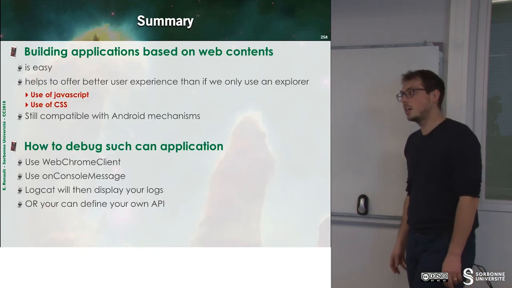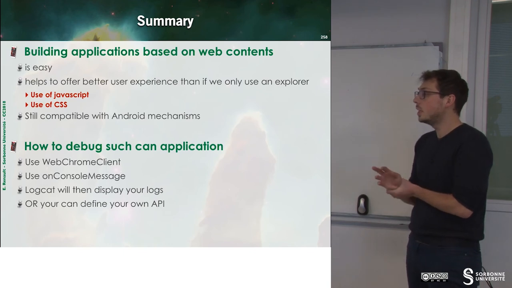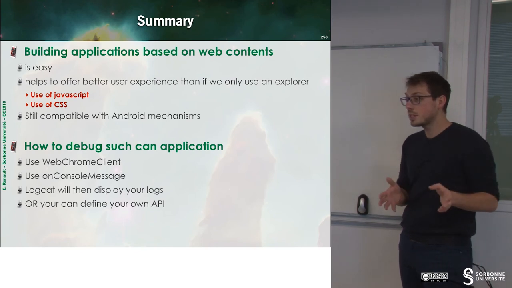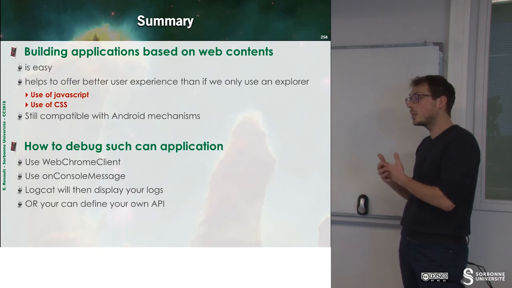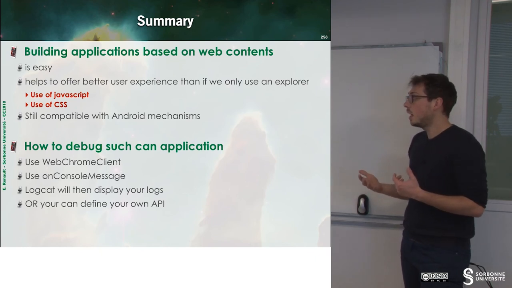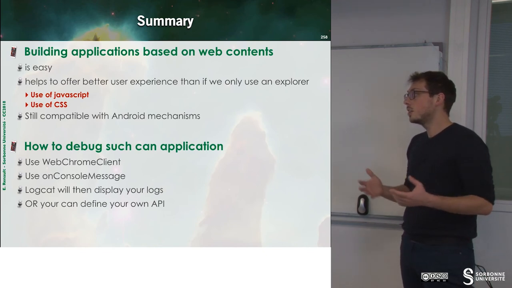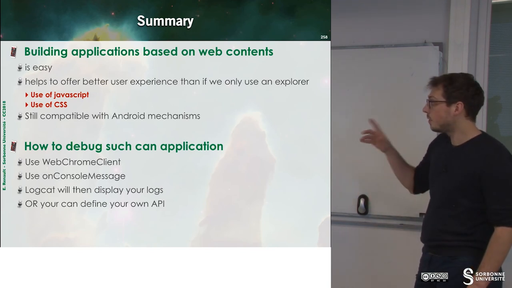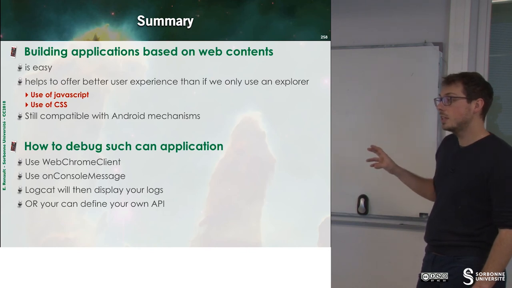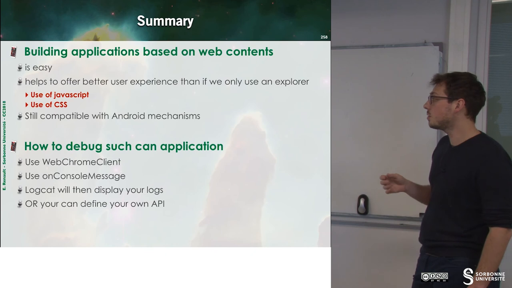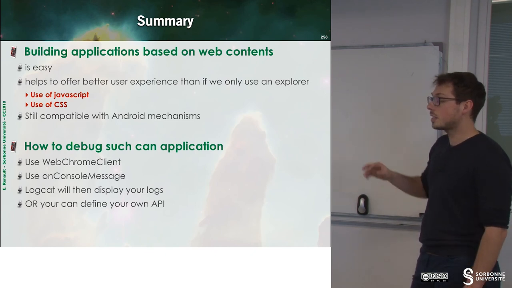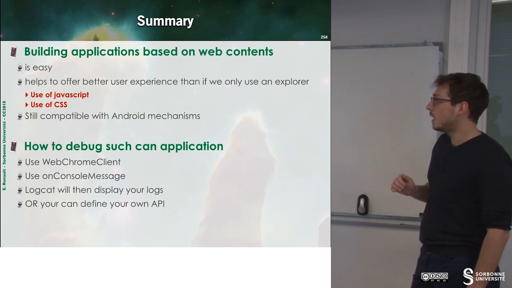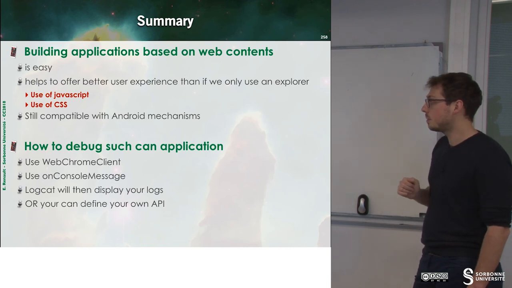So to sum up, building a web view is easy. It helps you to have a proof of concept for your applications. Then you can integrate it with Android API, and it's compatible with CSS, so it can be a good option if you want to do something quick. So, finally, when you want to debug such an application, Android Studio offers you a lot of tools to do that. You can use a WebChromeClient that helps you to debug your application, and you can define your own API and write things on the log message console.